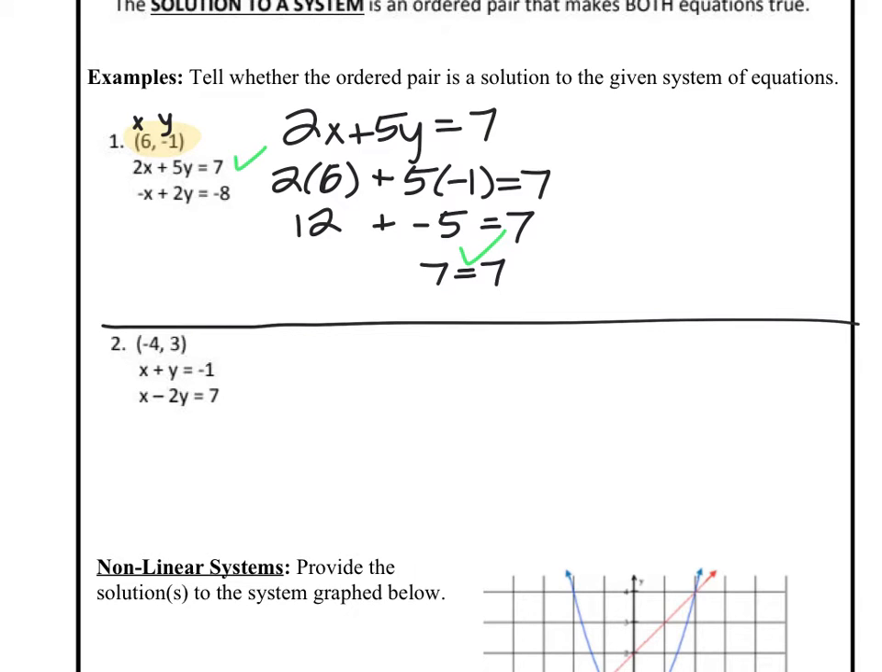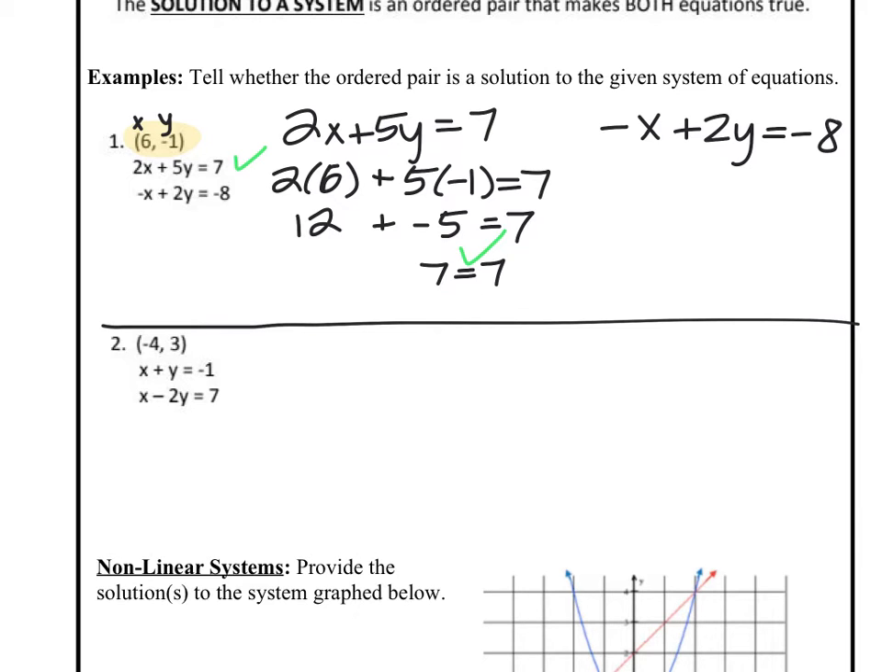But here's the thing, guys. You're not done because it's a system. It has 2 equations. So now you have to take the same point and plug it into the second equation. So let's write down the second one, which is -x plus 2y equals -8.